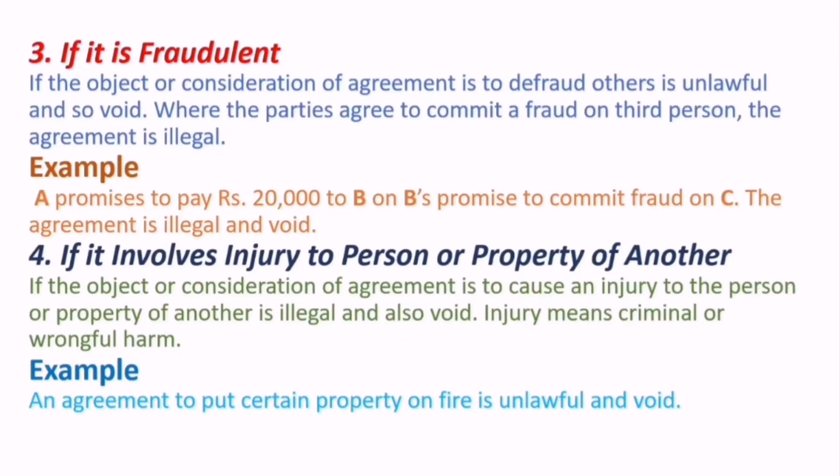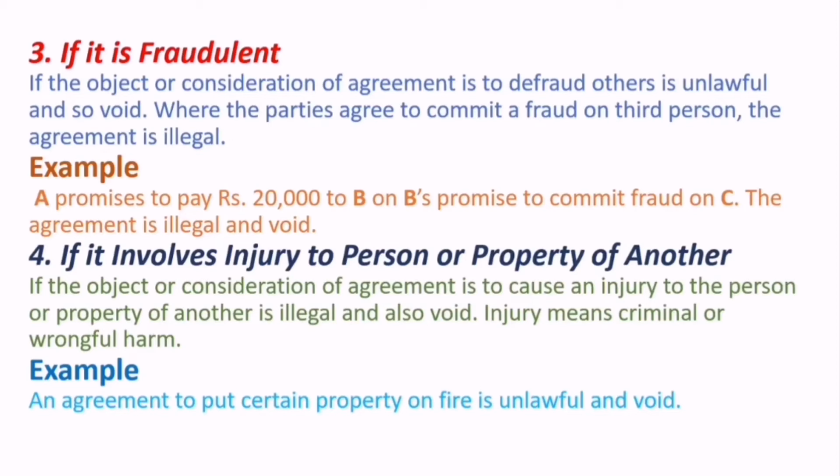The next one is if it is fraudulent. Where the object or consideration is based on fraud, the agreement will be a void agreement and such an agreement will not change into a valid contract. If the object or consideration of an agreement is to defraud others, it is unlawful and so void. Where the parties agree to commit a fraud on a third person, the agreement is illegal.